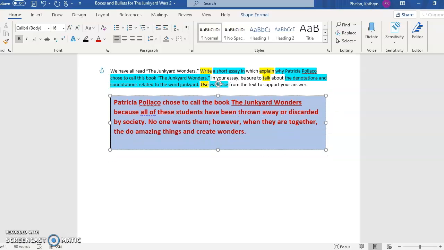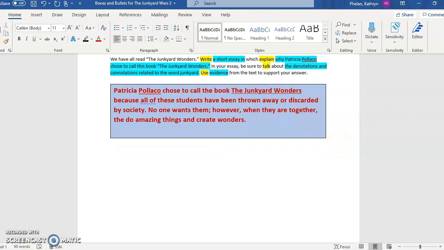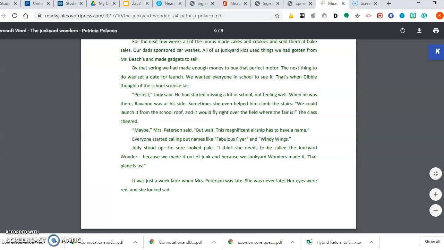Now I'm on to my bullet section. In my bullet section, what I need to do is go back to my reading and find at least three pieces of evidence that tell me why Patricia Polacco chose the term junkyard. So I'm going to go back to that reading, and I'm really going to be looking for why Patricia Polacco chose it.